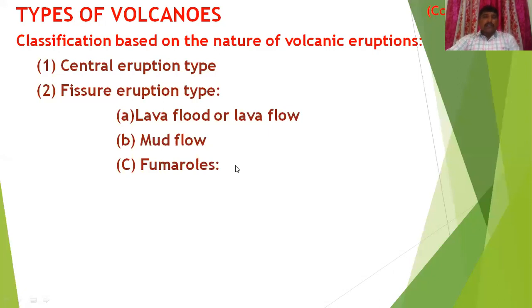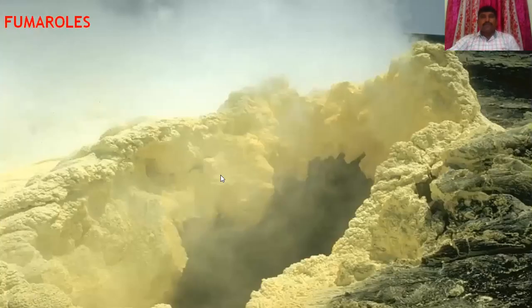And the third is fumaroles. Fumaroles is the third fissure eruption type of volcano. The figure on the screen shows the fumaroles. Fumaroles are vents from which steam and volcanic gases are emitted into the atmosphere.